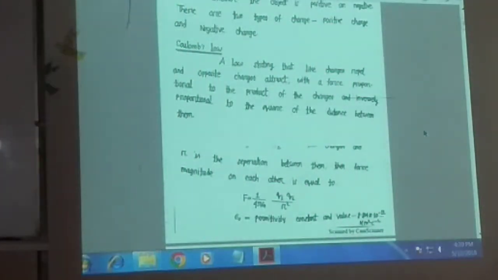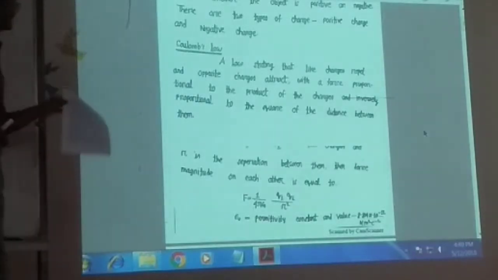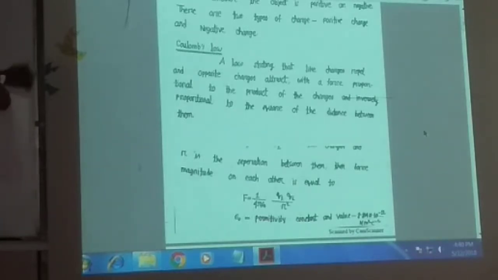In this case, we will discuss electrostatic force, because we are dealing with charge. Charge will experience a force, right? So Coulomb's law is associated with this force, the electrostatic force. The law states that like charges repel and opposite charges attract, with a force proportional to the product of the charges and inversely proportional to the square of the distance between them. Maybe it's a little bit difficult language for you. Now I am going to describe it in an easy way.